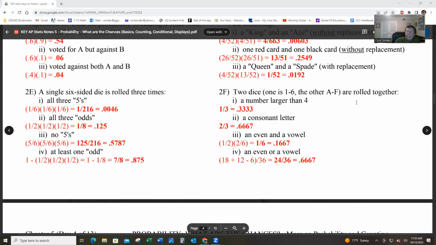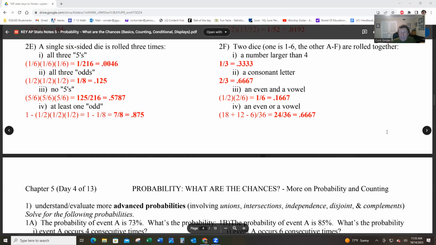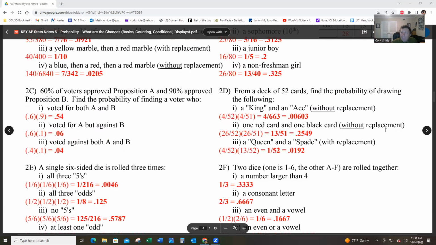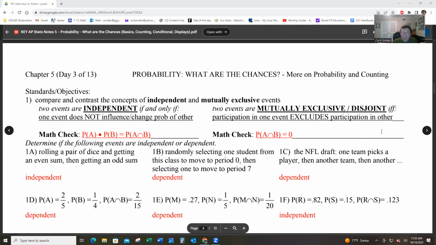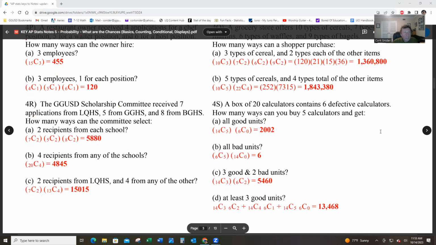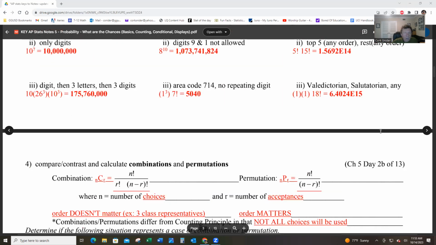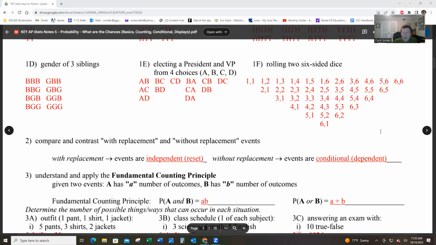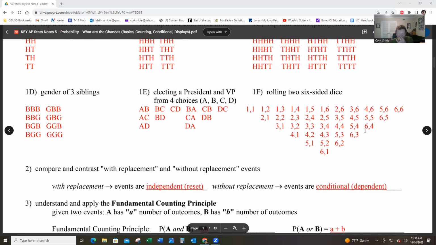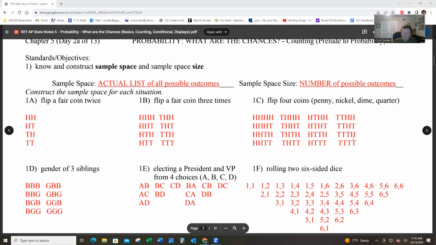Last one, two dice rolled together. Now, two dice rolled together. First of all, you probably need to go back to day 2 of our notes, maybe. There we go. You got to go back to day 2 of the notes.